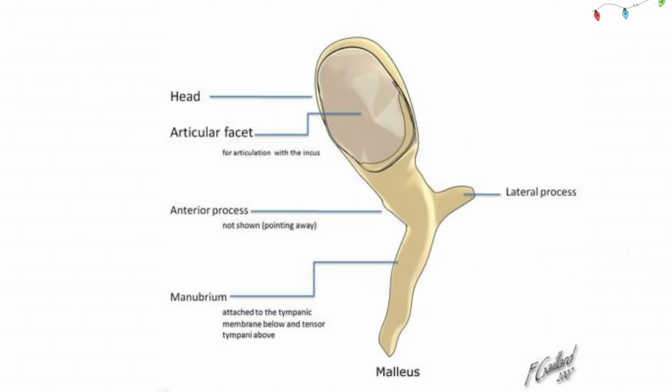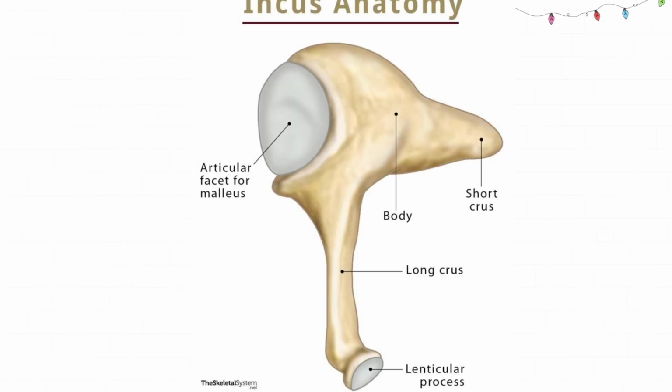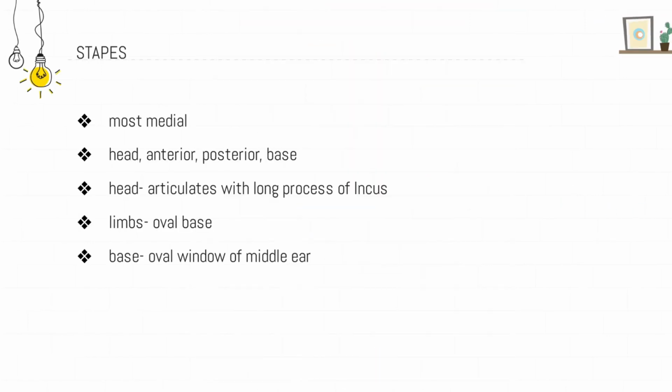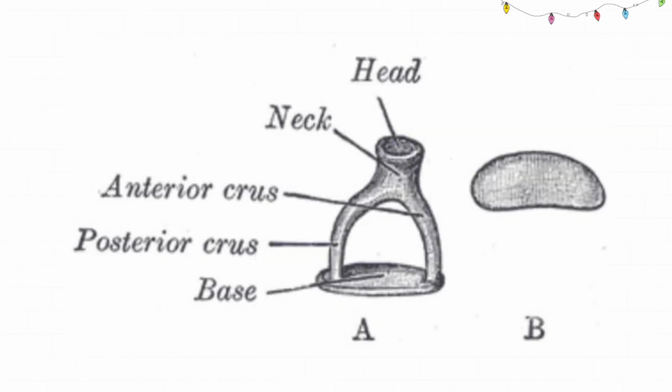Next one is the incus. The incus has a body, and long and short limbs. The body is where the head of the malleus attaches. The long limb bends medially to articulate with the stapes, and the short limb attaches to the upper posterior wall of the middle ear. This is the structure of the incus. The stapes is the most medial of all three, and has a head, anterior and posterior limbs, and a base. The head articulates with the long process of the incus, and the base is connected to the oval window of the middle ear. We spoke about the oval window earlier. This is a figure of the stapes.